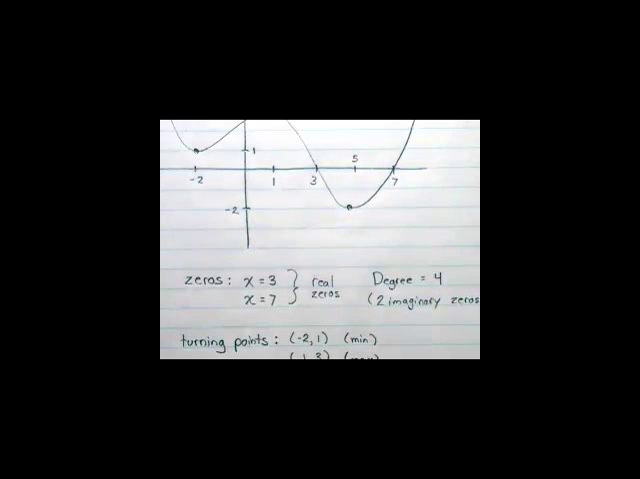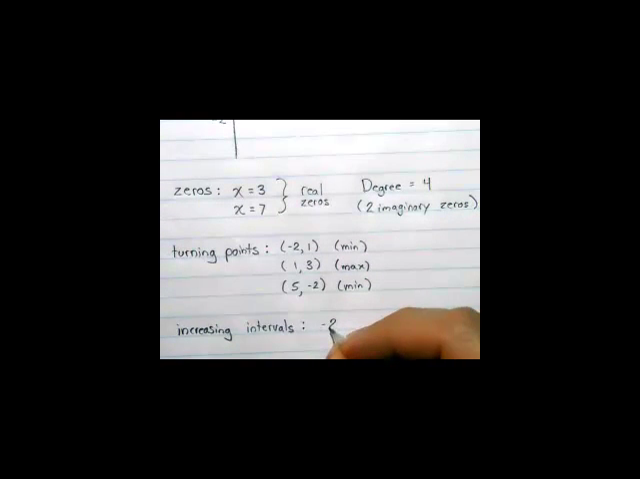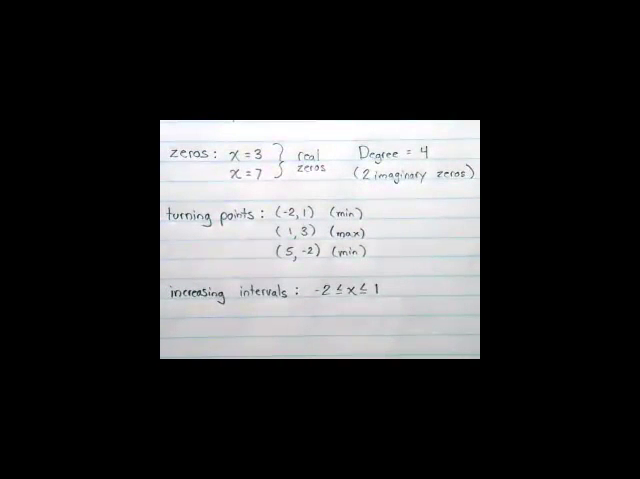Would it be like negative infinity to negative 2? That's decreasing. Yep, we'll get there in a minute, but you're right. Okay, so increasing interval, negative 2 to 1. You guys have all seen that kind of notation before, right? That's an interval from negative 2 to 1. X is in between negative 2 and 1.